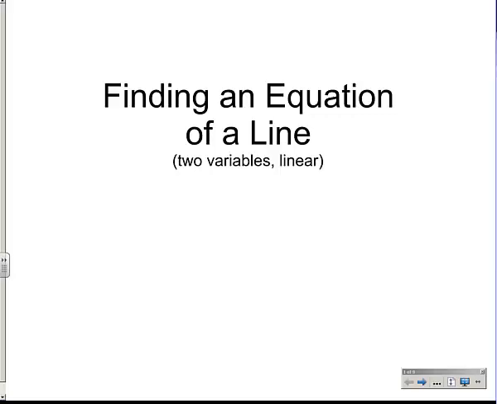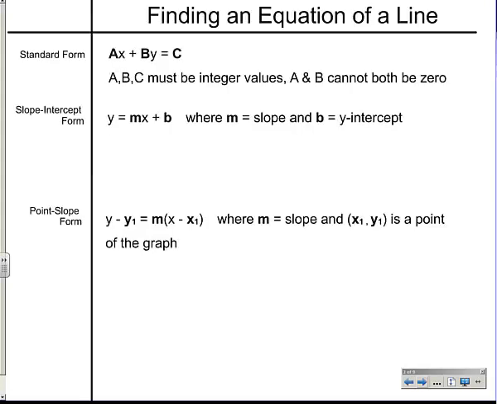Hello and welcome back. In this video we'll be discussing finding an equation of a line that has two variables and is linear. There's also a PDF with notes on it. First thing I'm going to talk about is a couple of different forms of equations.